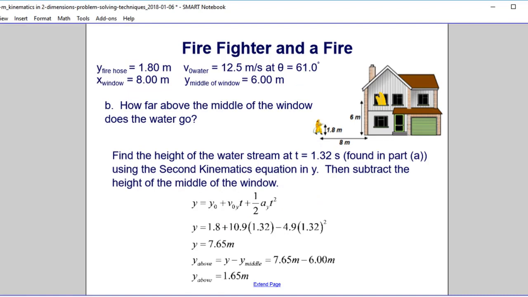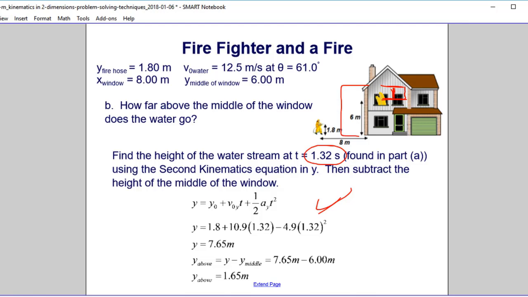We now want to find how far above the middle of the window. So if the middle of the window is like this, and the water hits up here, we want to find this distance here. So we're going to find the height of the water stream at t equals 1.32 seconds, which we found in part A, that's when the water hits the house. And we're going to use the second kinematics equation in y. Then we'll subtract the height of the middle of the window, to find this number here, because this equation that we're solving will give us this height, but we want to find out how far above the middle of the window we were.